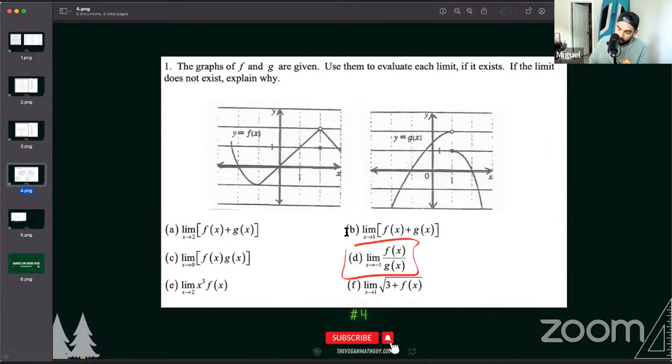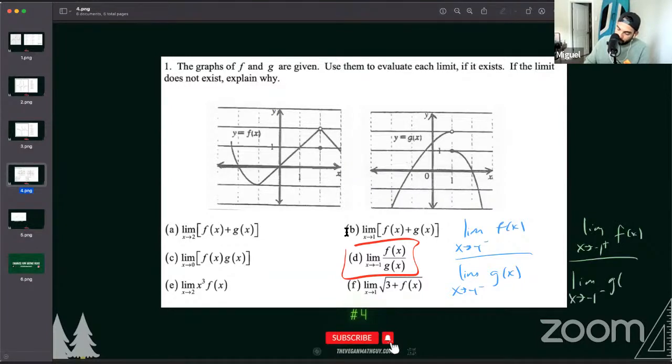But again, let's go ahead and go to part D. So two limits that I'm going to do. I'm going to do the limit as x approaches -1 from the left of f of x over the limit as x approaches -1 from the left of g of x. And we're also going to look at the limit as x approaches -1 from the right of g of x over the limit as x approaches -1 from the left of g of x. Okay, so back to the problem, at the very end it should be -1 to the right.